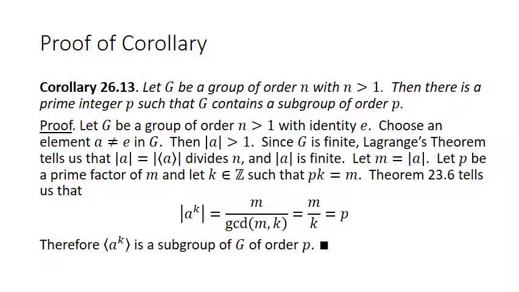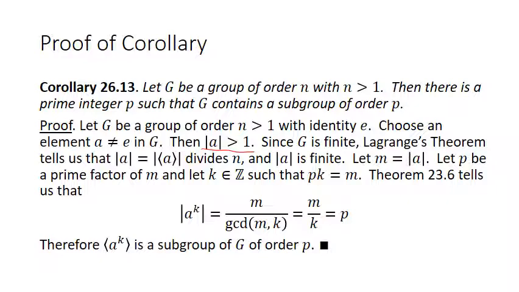So let's just look at a brief proof of that corollary, because the proof is pretty short and easy to understand. So again, here is the corollary: let G be a group of order n with n greater than 1. Then there is a prime integer p such that G contains a subgroup of order p. So for our proof, we're going to let G be a group of order n greater than 1 with identity e. Choose an element a, which is not the identity in G. Then we can say that the order of a is greater than 1.